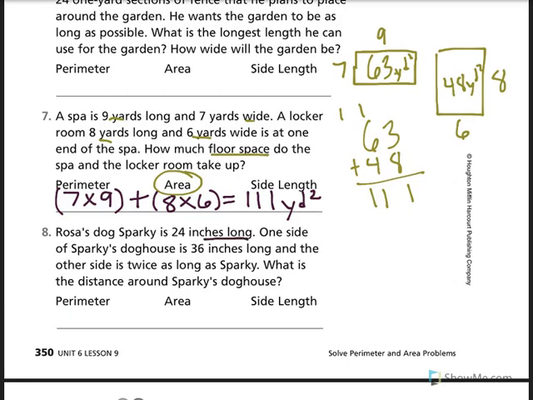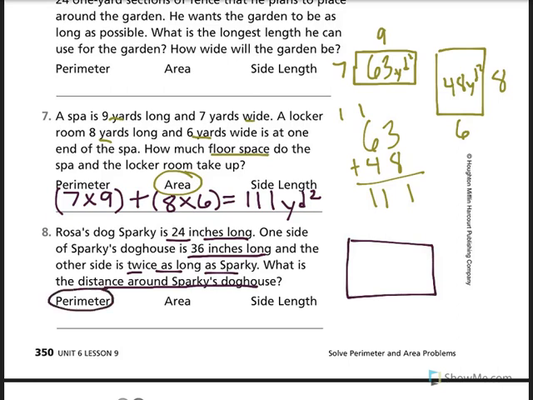Okay? One side of Sparky's doghouse is 36 inches long. The other side is twice as long as Sparky, which we know is 24. What is the distance around Sparky's doghouse? Okay, so we are looking for the distance around, right? So that's the perimeter. We know that one side is 36 and the other side is 2 times 24. So first let's solve that.